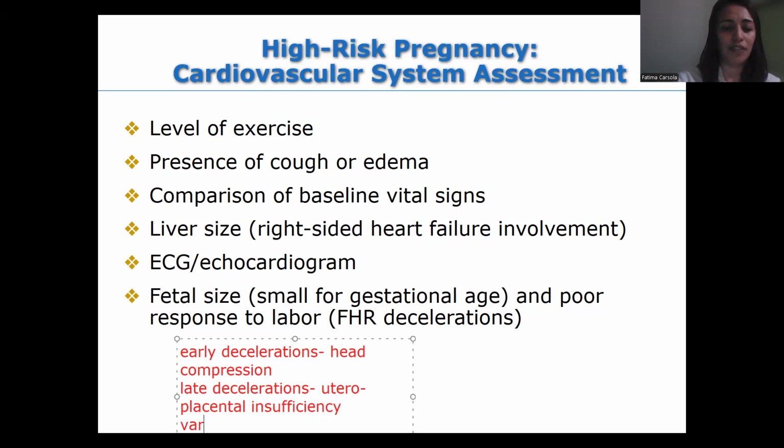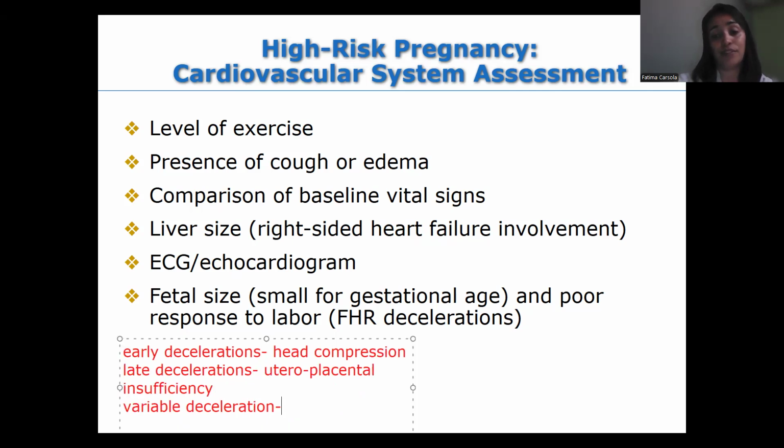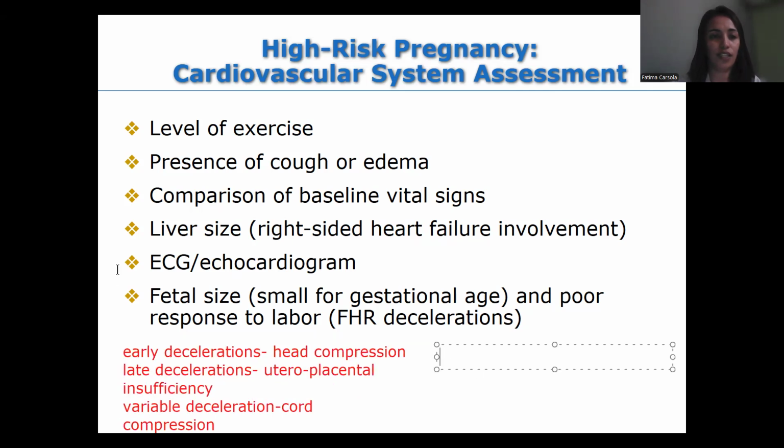And when we say variable decelerations, don't forget, you have to be happy while viewing my videos, because with happiness and joy comes retention. Variable deceleration is because of cord compression. And take note that early decelerations are normal. This is particularly normal, as I will draw. If this is a contraction, this is the start of the contraction, and this is the end of the contraction.